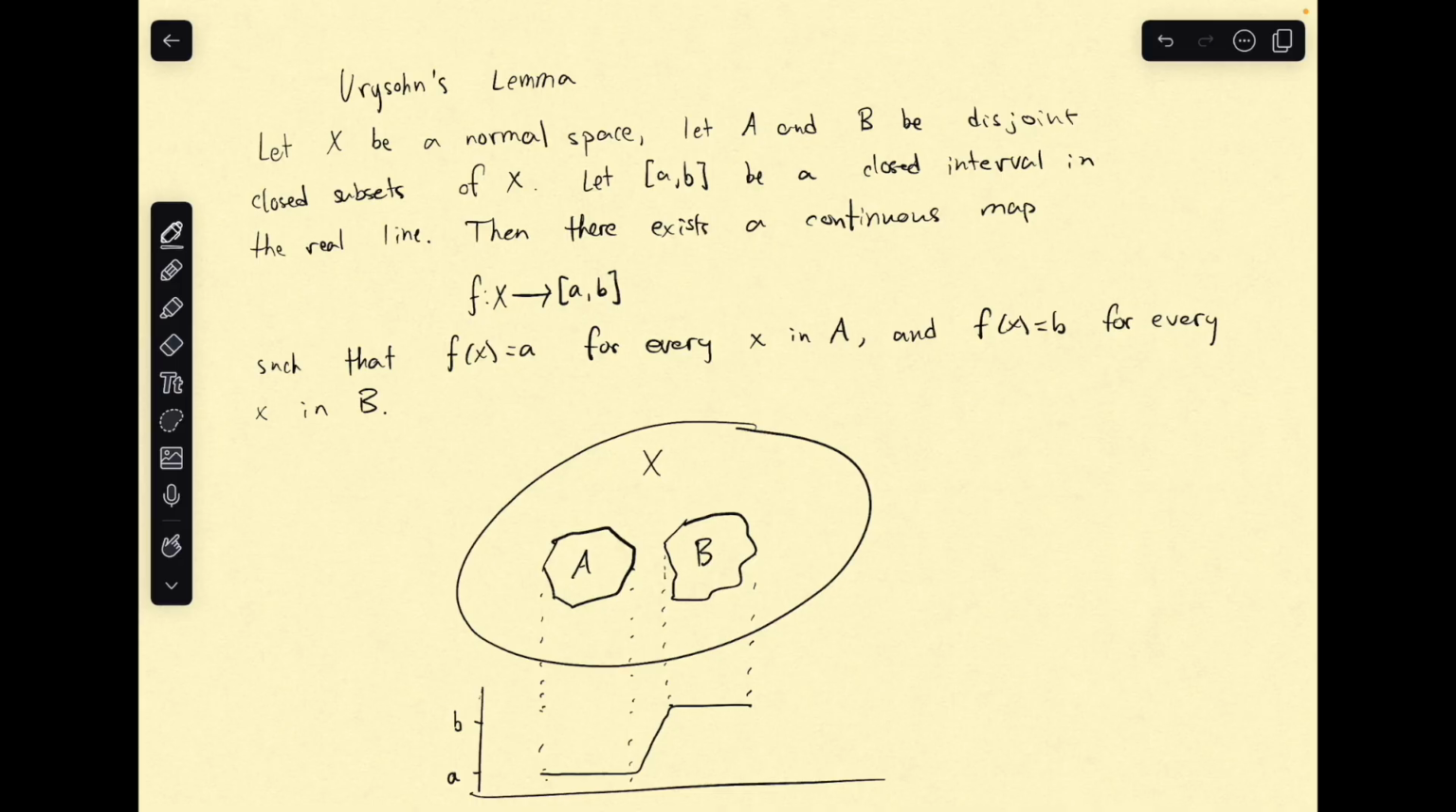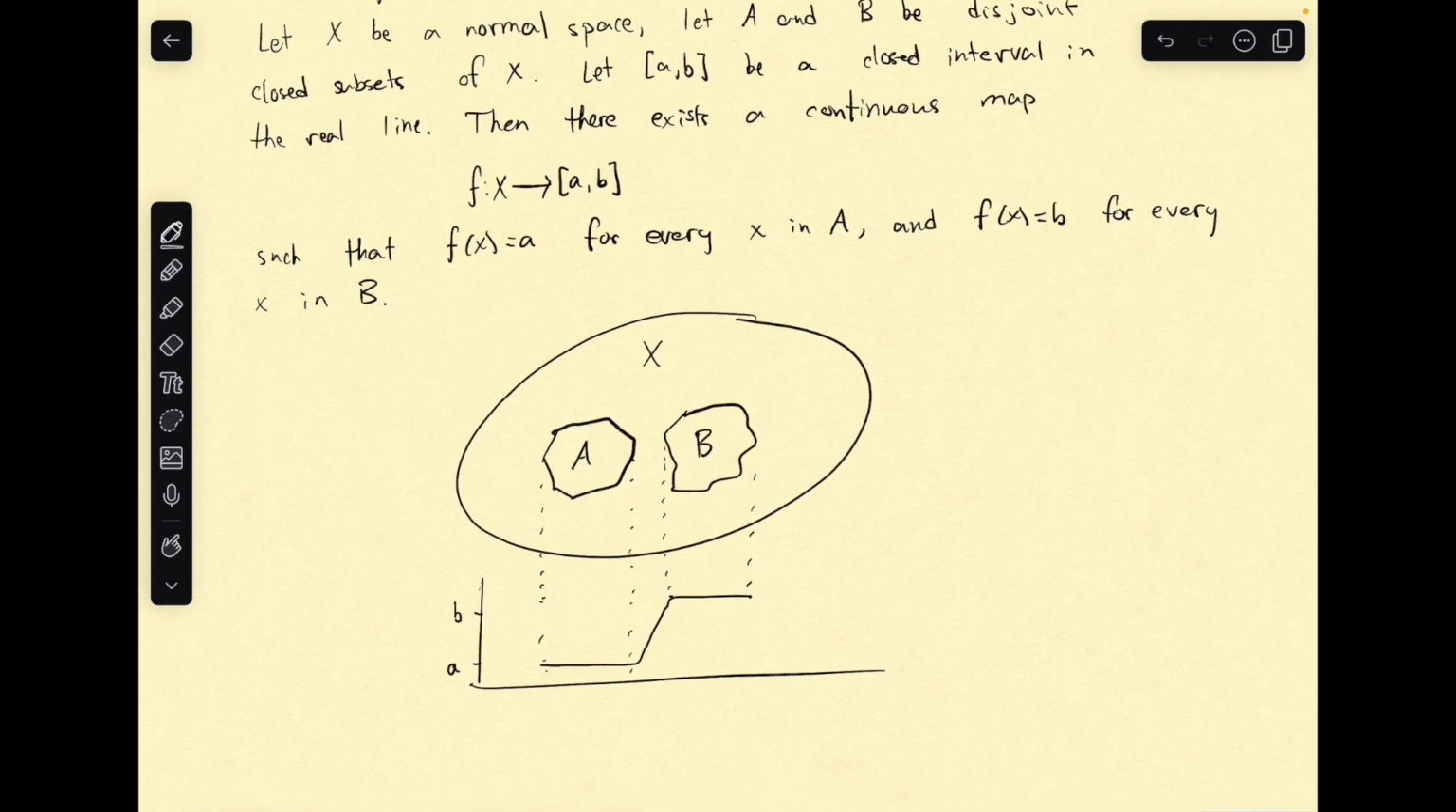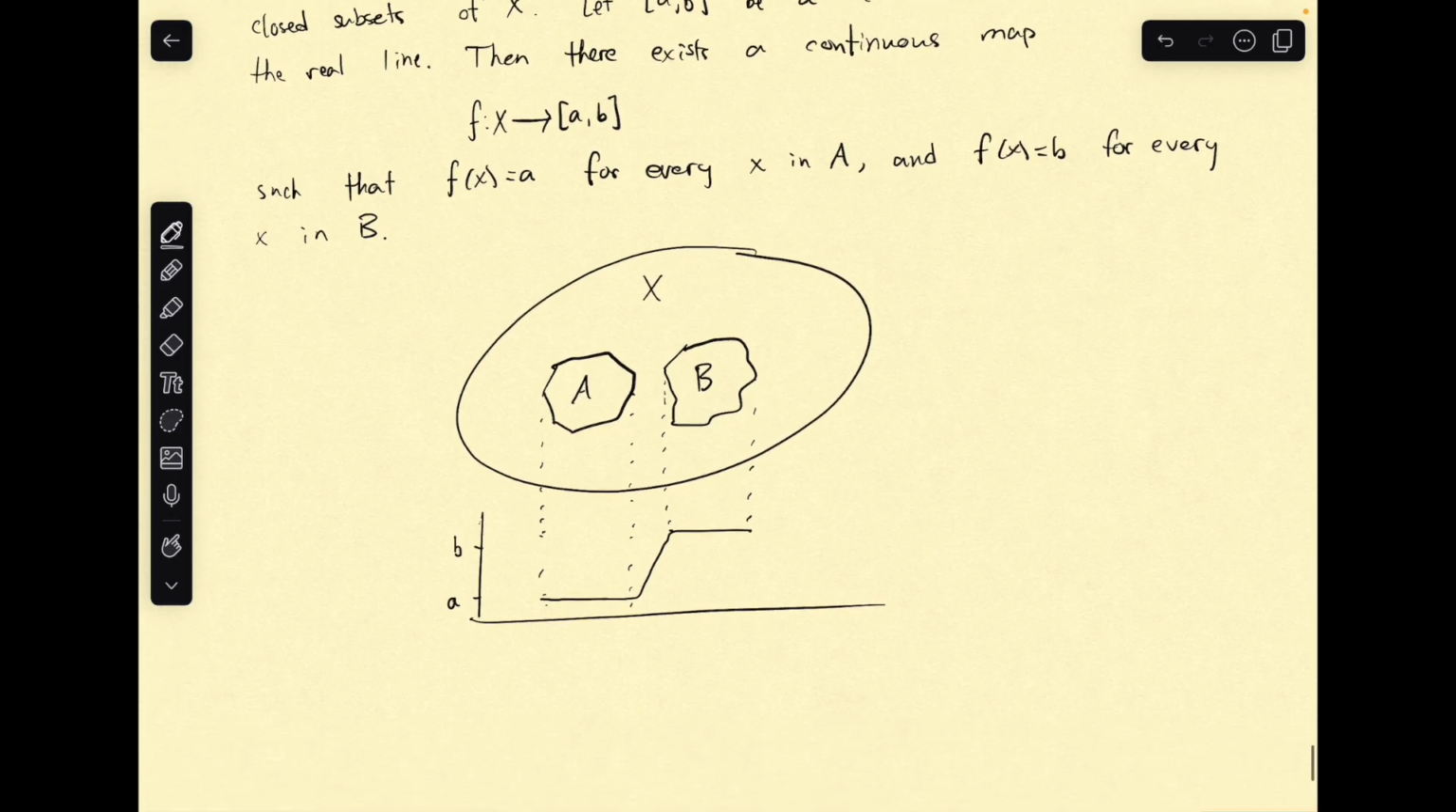A to B on the real line, such that f of X is equal to A for every X in A, and f of X is equal to B for every X in B. So what this would look like schematically is that for all the X values in this closed subset of X, if you imagine projecting down their values to this function f of X, then we'll have that it's constant for all of these X's, and they all map to this value A. And then the same goes for B, where all the values are going to map to B here.